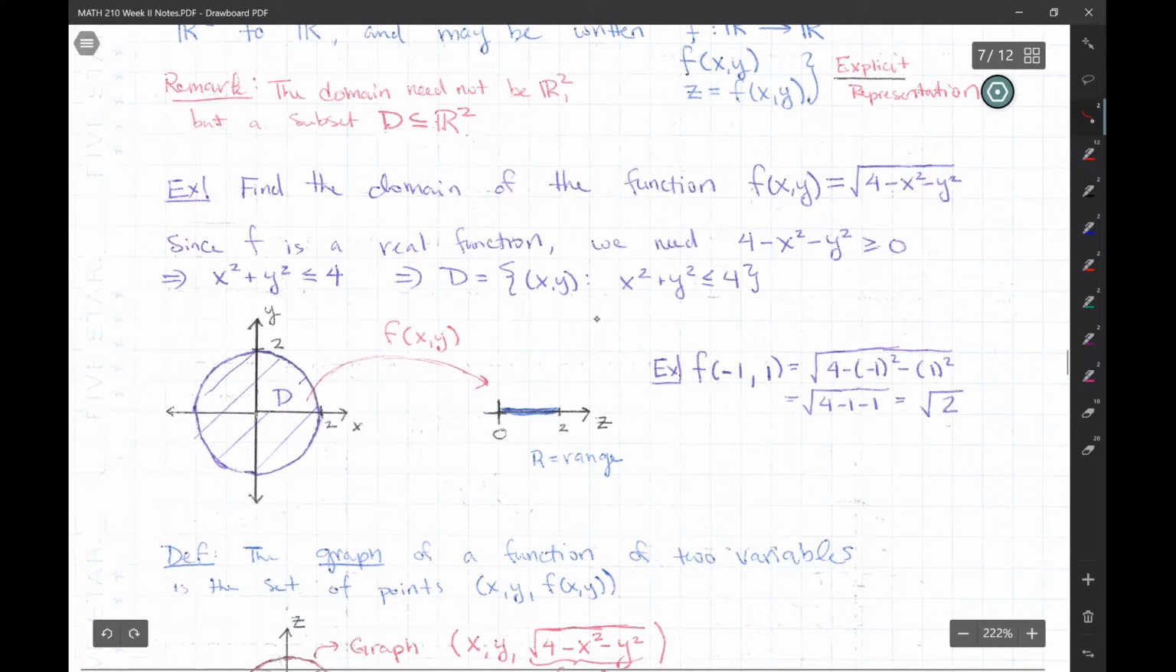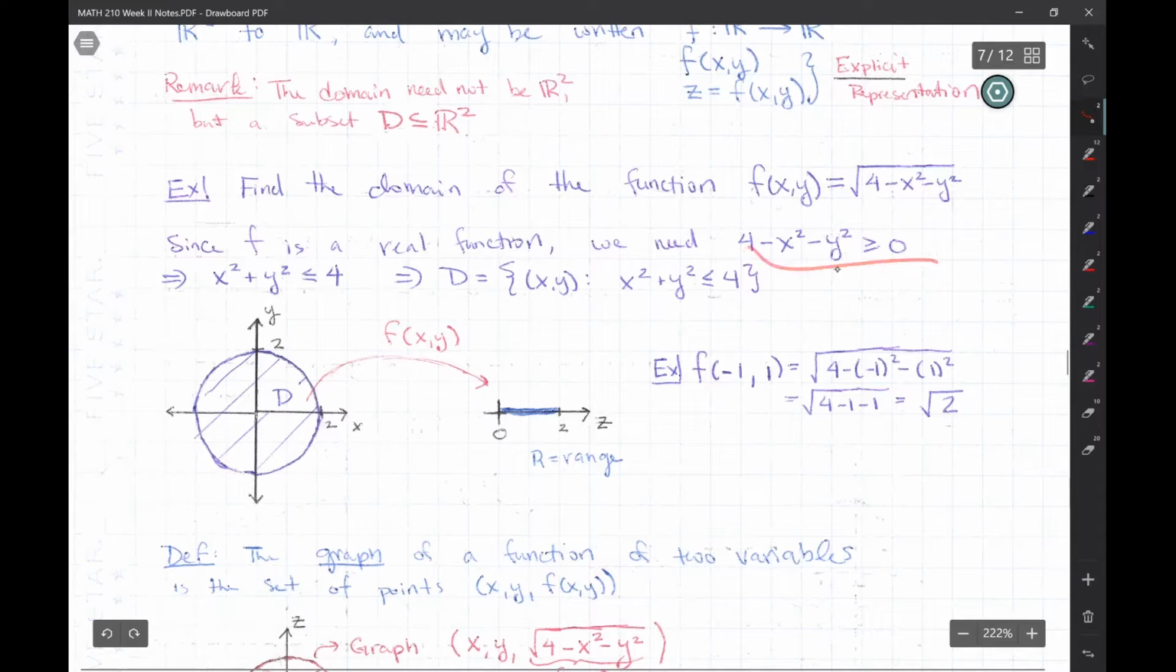And what is the domain of this function? Well, we're only dealing with real functions here, so no complex numbers. So we need that the argument that goes into the square root be positive. Otherwise, you're going to be dealing with imaginary numbers. So it can't be negative. So positive or 0. So we have this requirement that 4 minus x squared minus y squared should be greater than or equal to 0.